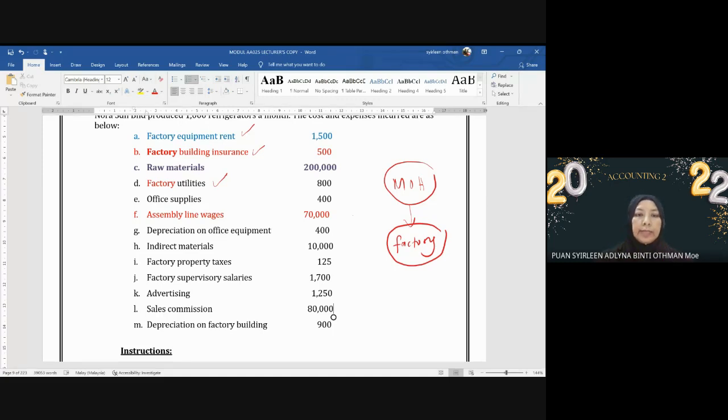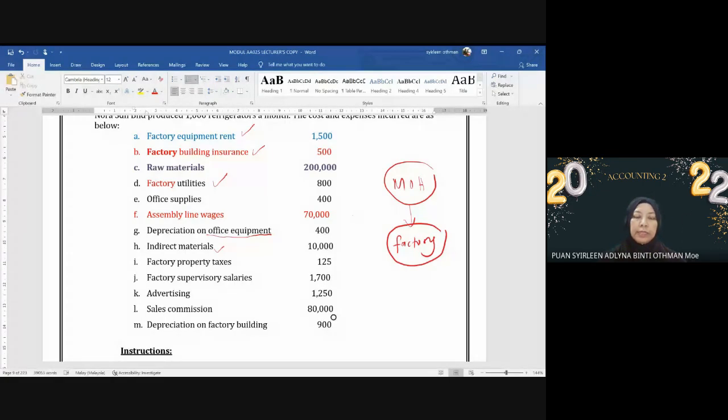Okay, and then G, depreciation on office equipment. So this is for your office only. So yang ni pun tak ada kaitan dengan manufacturing overhead. Okay, indirect materials, dia bahan mentah, tapi bahan mentah tidak langsung.